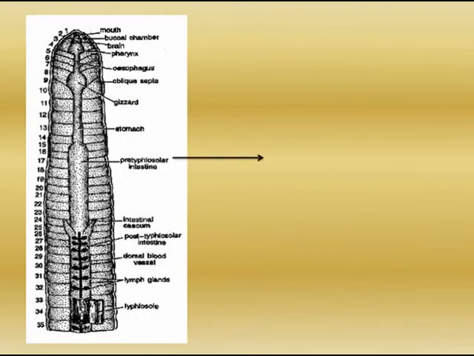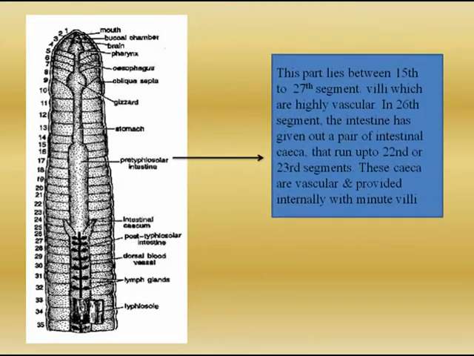And first one is pretiflosolar intestine. It extends between 15th and 26th segments. In 26th segment, it receives a pair of conical intestinal ceca that extends up to 22nd segment. They contain digestive glands that secrete various enzymes like amylase, lipase, chitinase, cellulase, invertase, etc. The enzymes pass into intestine for performing digestion. Digestive enzymes also occur in the wall of pretiflosolar intestine.